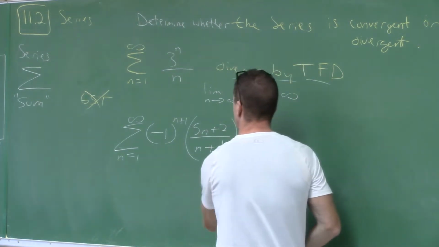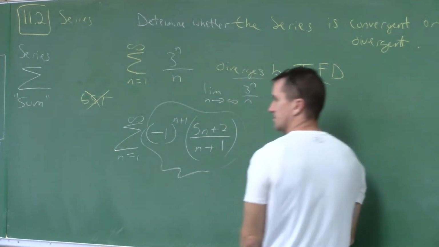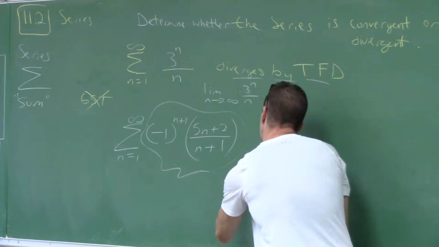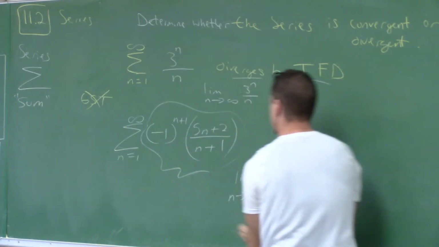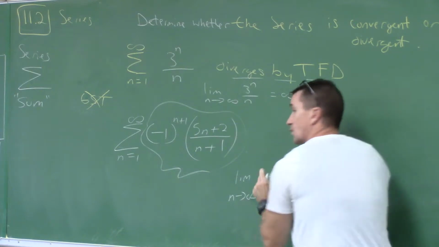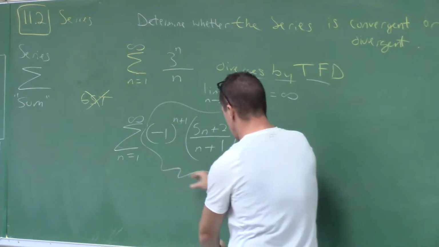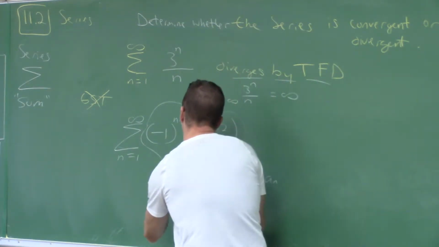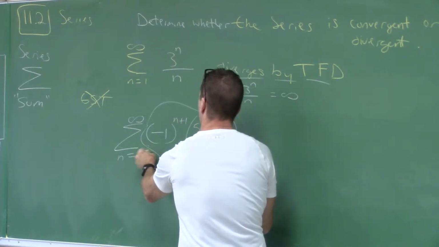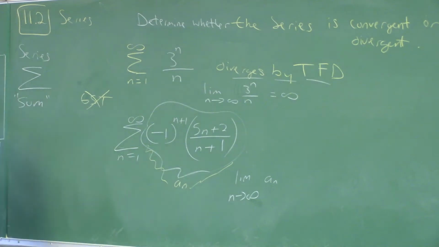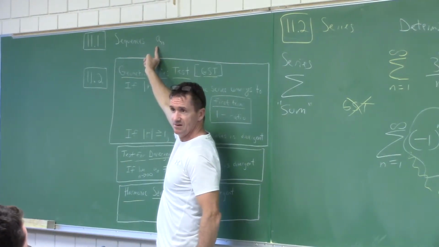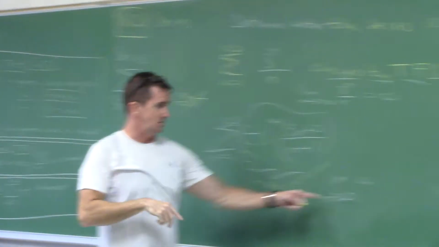Well, what's going on with this guy? What's the limit as n approaches infinity? Let's just call this a sub n. Notice I'm just putting that. All this in the parentheses, let's just call this a sub n. All that right there, that's the sequence. Remember the notation for a sequence? See the notation for sequence, a sub n? No series. What's the limit as n approaches infinity of that?